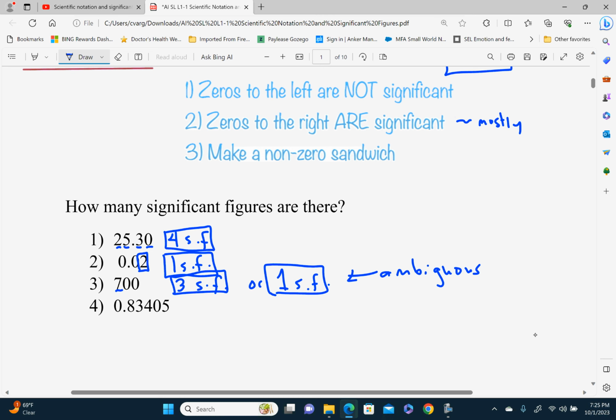For the last one right here, this is what we talk about with a non-zero sandwich, right? So we have 8 to start, 5 to end, and we have a 0 in the middle. So we count that 0 as significant. So this is 1, 2, 3, 4, 5. There are 5 significant figures here. And if you take a look at this number, it is 5 significant figures is the total for this.